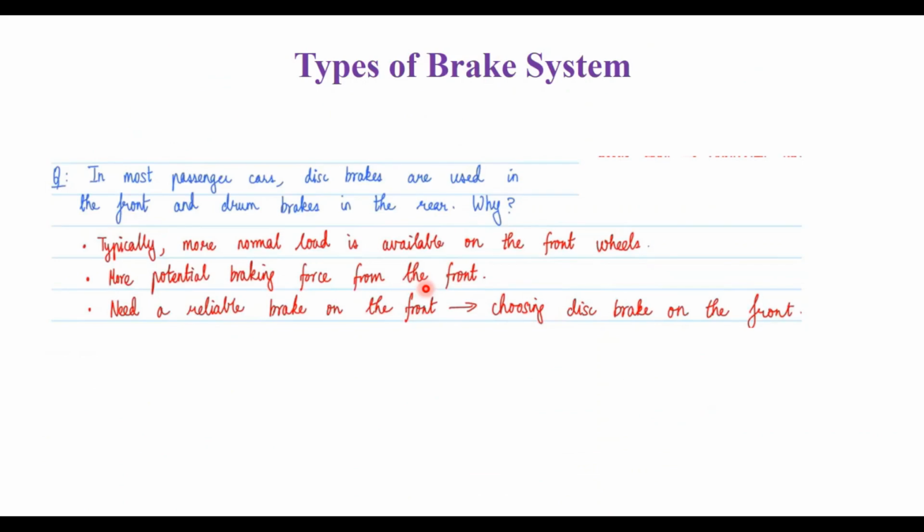So let's see. In most passenger cars, disc brakes are always used in the front and drum brakes in the rear, right? And not only passenger cars, even in truck applications you normally have the disc brake in the front and the drum brake in the rear. The reason is, why do you need the disc brake in the front and the drum brake in the rear?